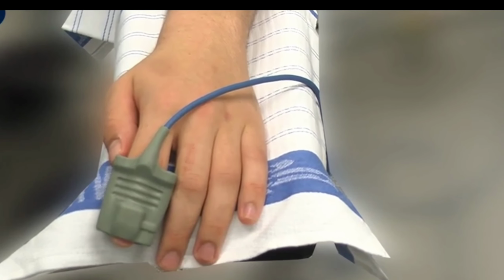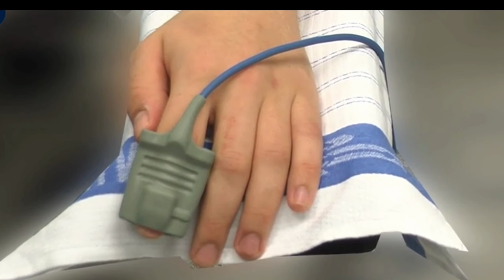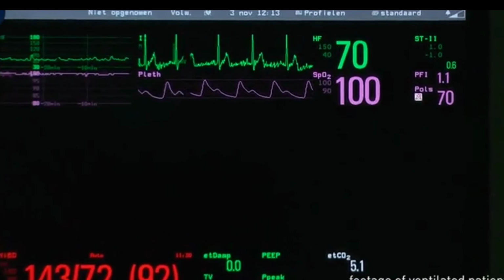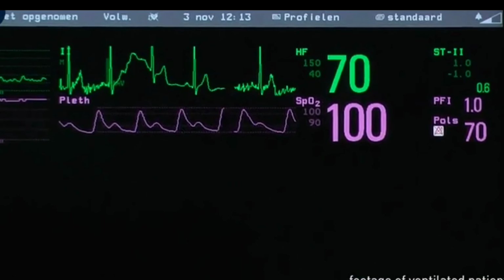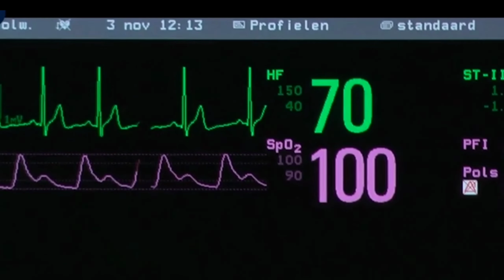Peripheral oxygen saturation can be measured using a pulse oximeter, usually placing the oximeter over a fingertip. When recording oxygen saturation, it is important to note whether the patient is on supplemental oxygen or breathing room air.